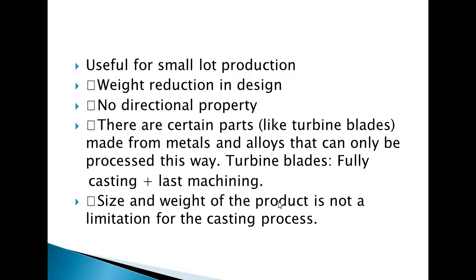A small amount of machining allowance is kept inside the mold. Whatever part you have prepared, we then machine it, and by machining, at the end we control the dimensions of the turbine blades. Then again, the size and weight of the product is not a limitation for the casting process. Any kind of size or shape, length, width, height, you can prepare by this casting process. The weight is also not a limitation.